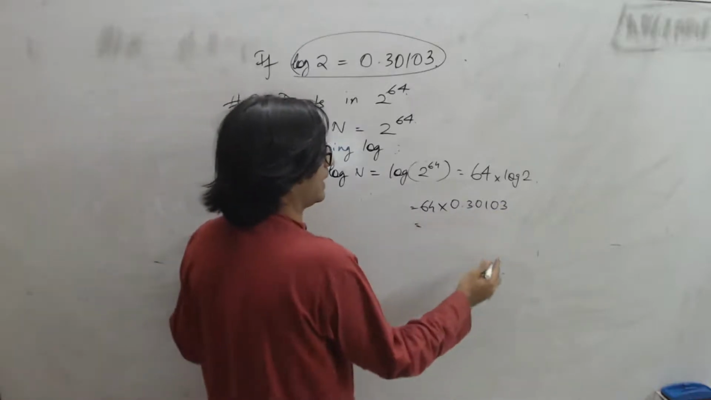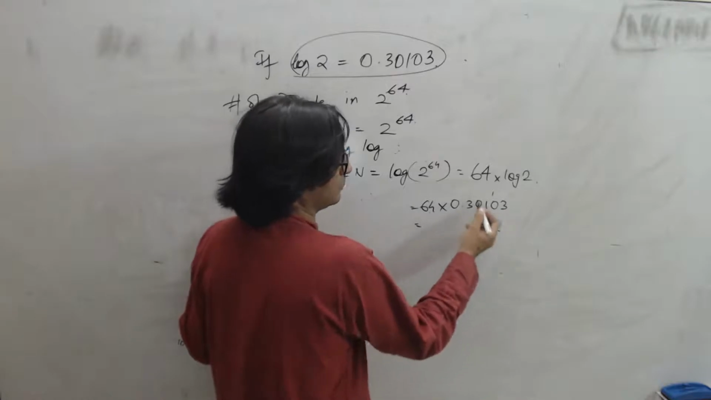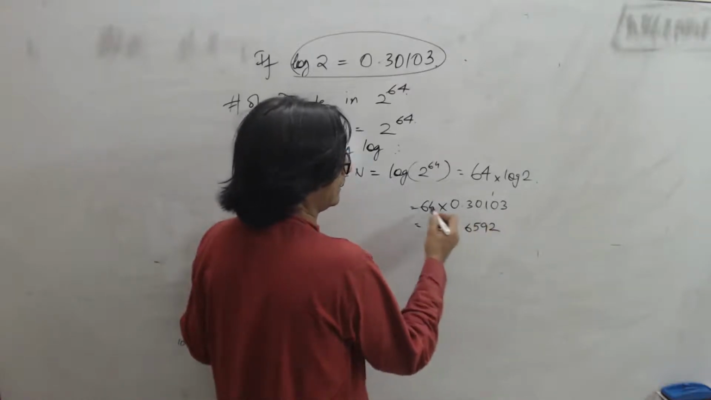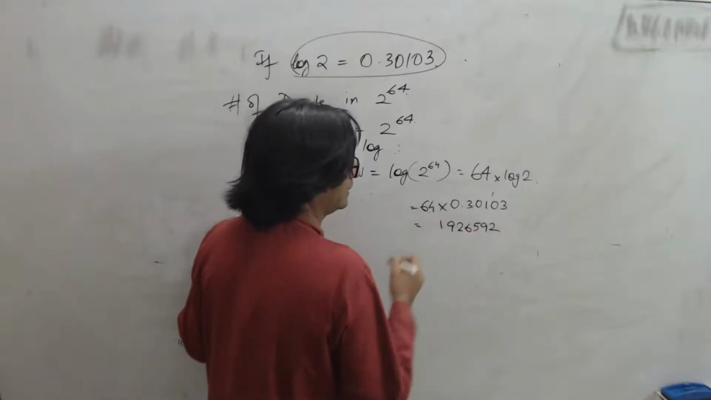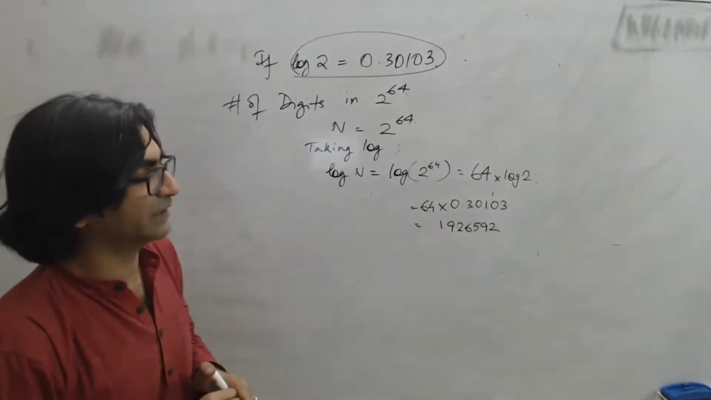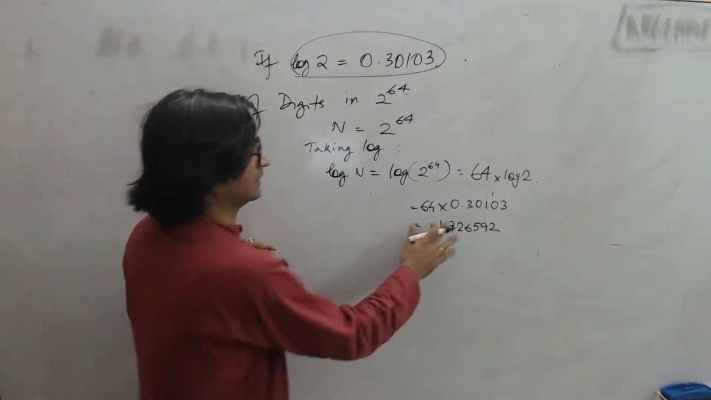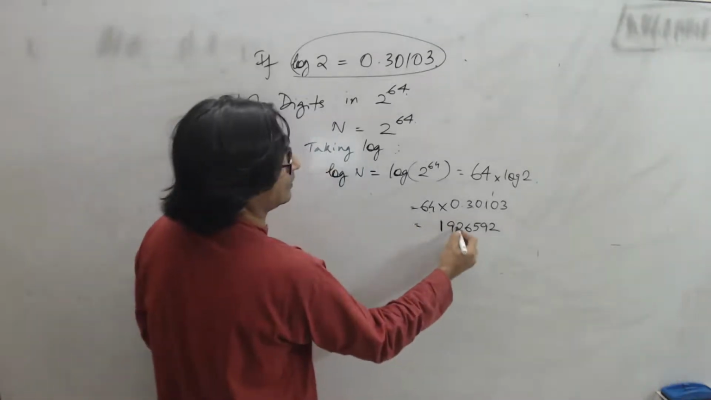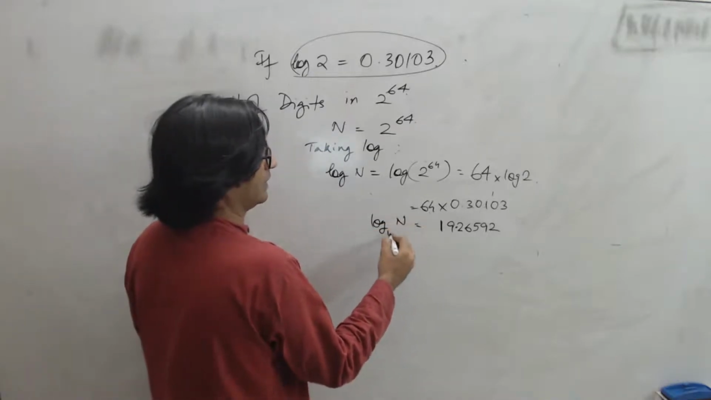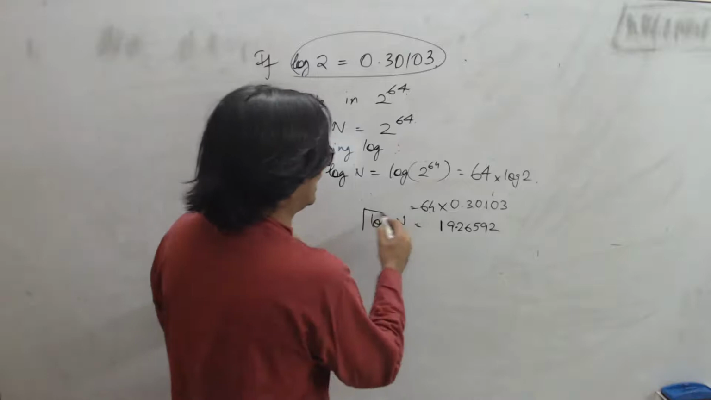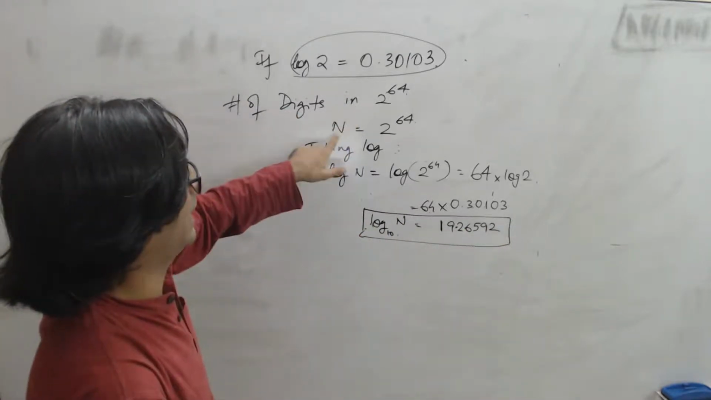Let me quickly multiply. 64 into 3 is 192. So 92 and 1. 64 ones are 64 plus 1 is 65. And again 64 into 3 is 192. So what I get is 19.26592. This is the value of log of n. Now, unfortunately, I didn't want the value of log of n. What I wanted was the number of digits in n.